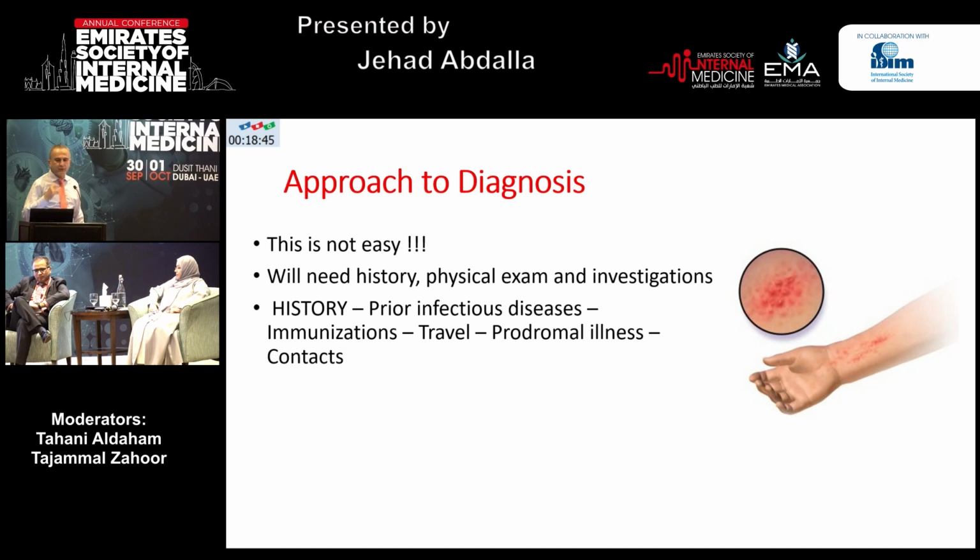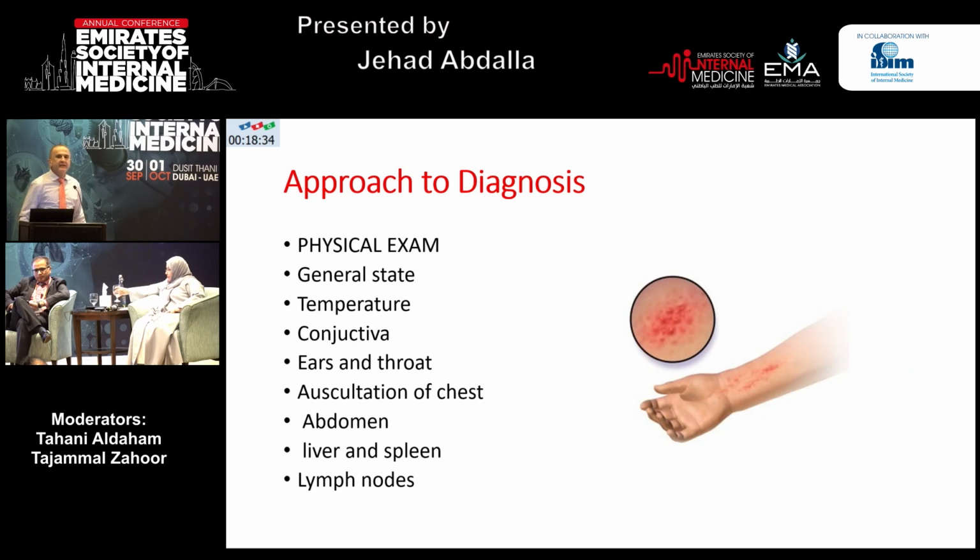As I mentioned, you have to know immunization status, travel history, contact, and if the patient had any prodromal illness. Exam should be from head to toe. So you start with the head, eyes, the mouth, you check the ears, of course, chest, abdomen, don't forget liver and the spleen enlargement, and do not forget about the lymph nodes and the joints.